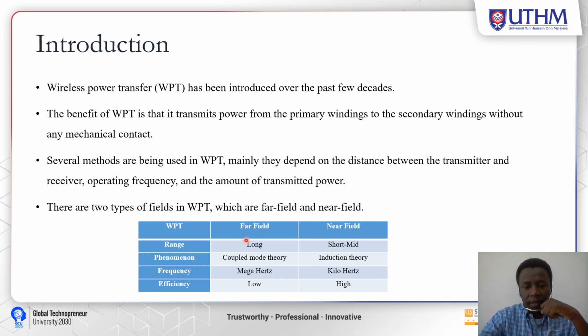For example, they can be categorized into two categories: far field and near field. The far field, as the name suggests, is normally for long range, and the near field is for short distance. The far field mostly uses coupled mode theory, the near field uses induction theory, and the frequency for far field is mostly high because of the distance, while near field mostly uses low frequency. The efficiency is higher in near field and low in far field.